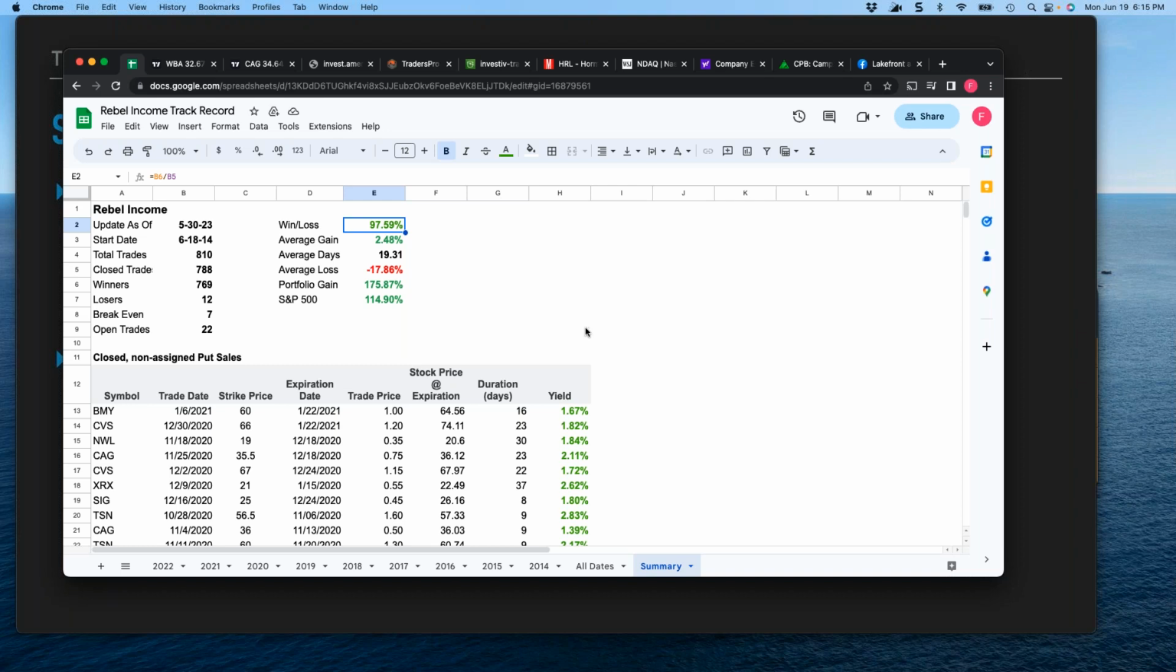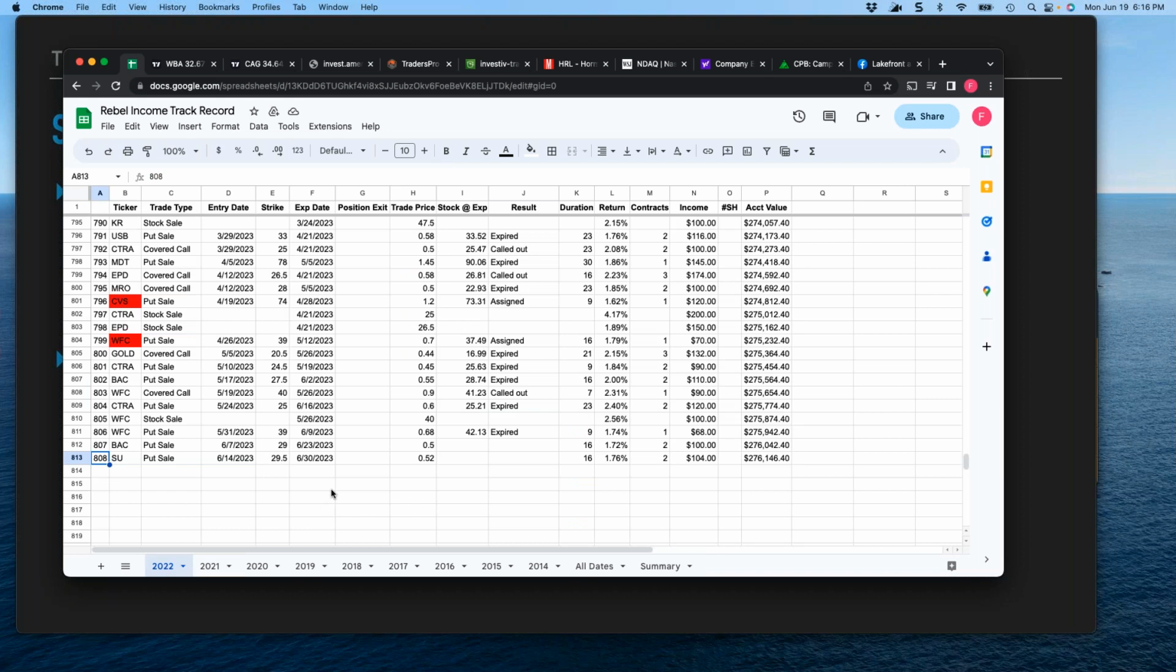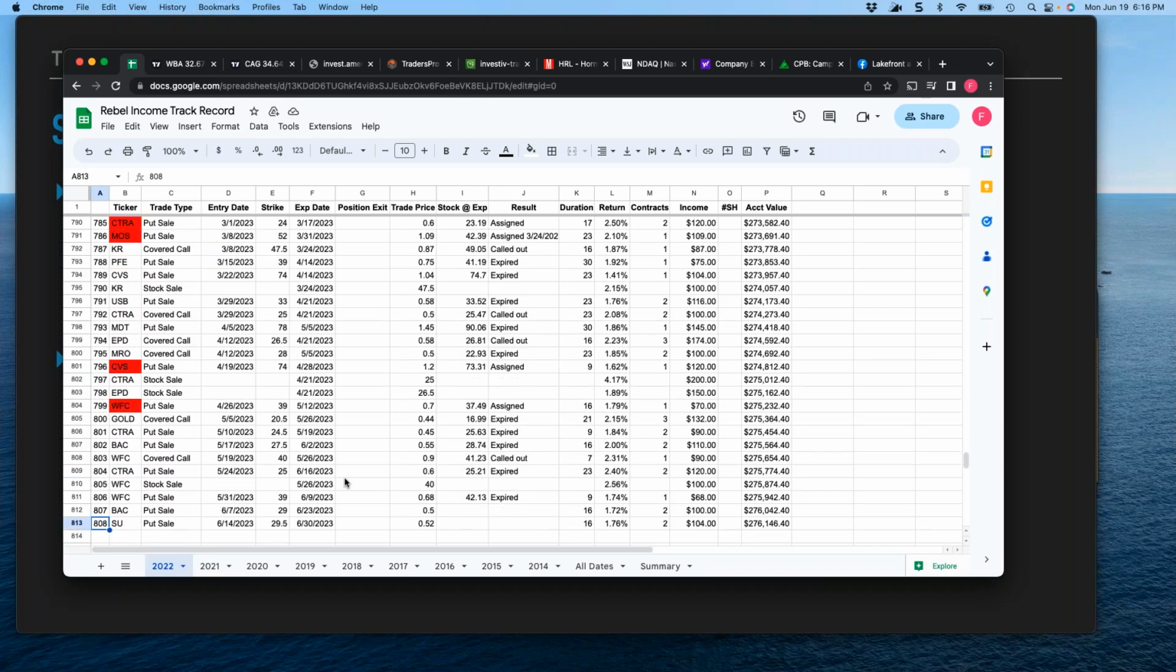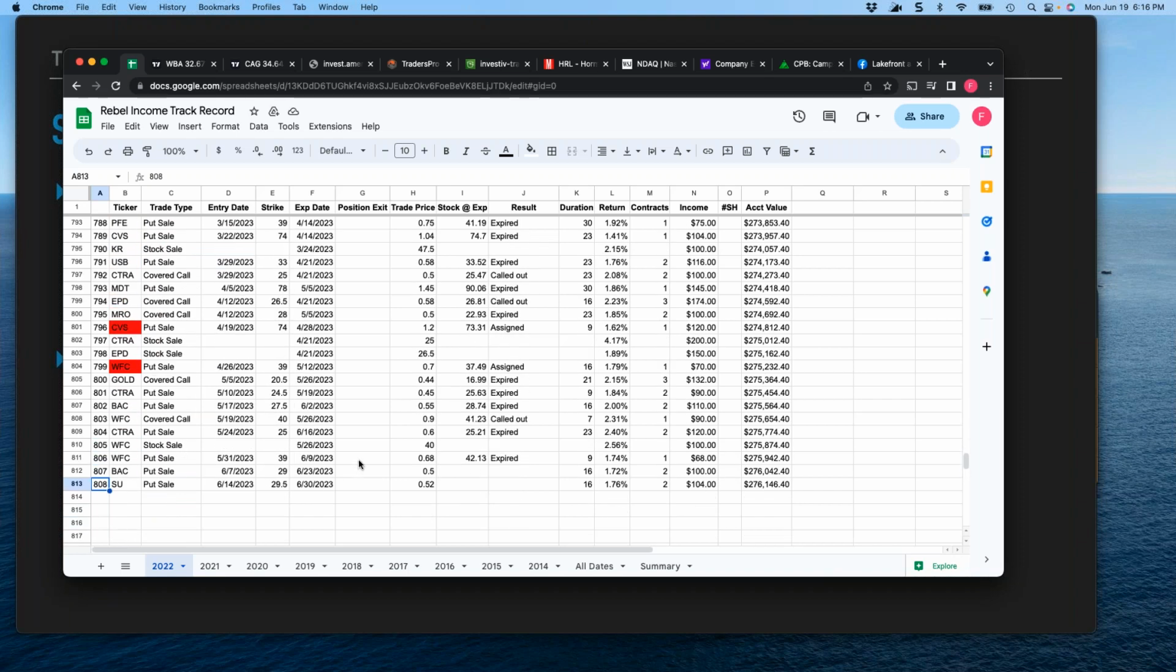The other element here, and as a member of the Rebel Income blog, you have access to my track record, which you can see here. This is where I keep track of it, but this is also published in the blog for you to be able to access at any time, so that you can see my trades as I place them from week to week.